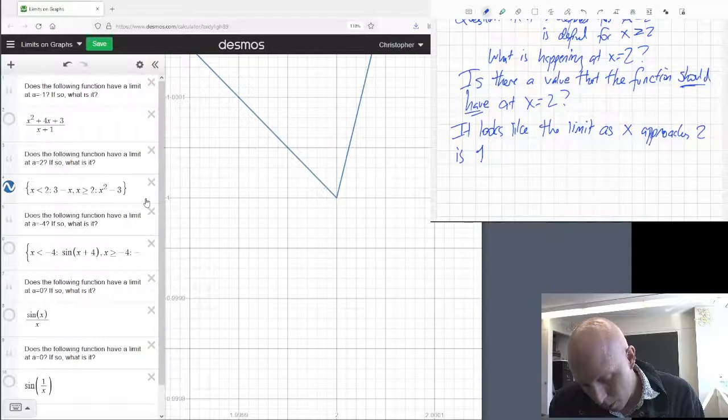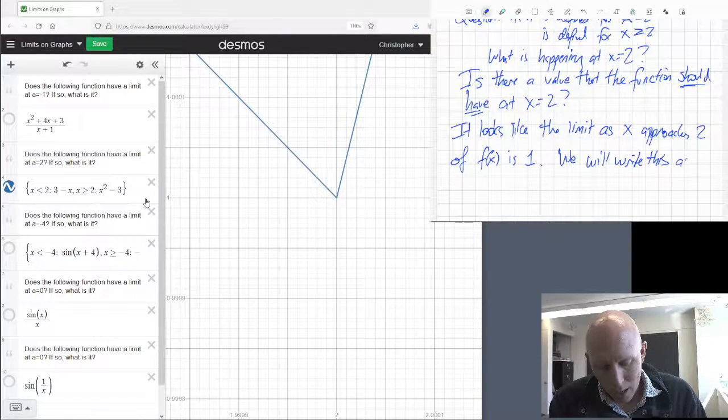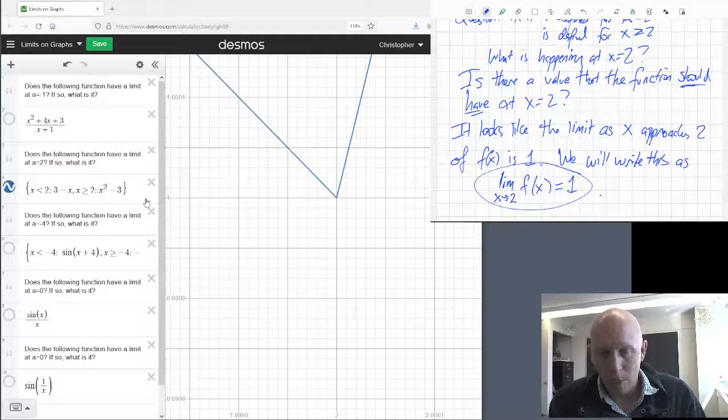The limit as x approaches 2 of f of x is positive 1. So we will write this as the limit as x goes to 2 of f of x is equal to 1. We're going to use this notation to write down that this function does have a limit. As you get closer and closer to 2, the function value gets closer and closer to 1.